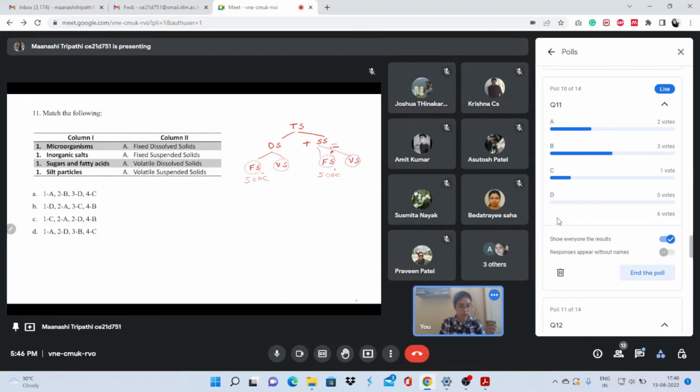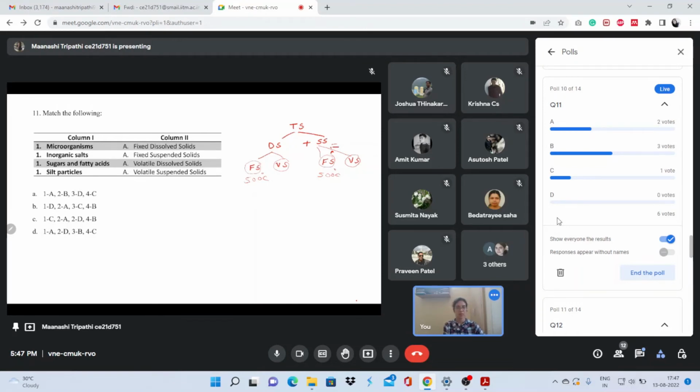First of all, you need to know whether all these particles are in dissolved form or in suspended form. So you can differentiate first suspended and dissolved, then go inside fixed or volatile. This is the trick to solve the question. First check if these solids are suspended or dissolved. Dissolved, you cannot see them with your naked eyes, but suspended you can see if they are in very large amount. And dissolved, whatever the amount is, very large or very less, you won't be able to see them.